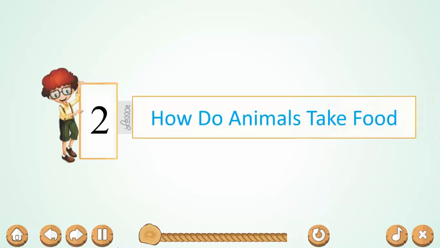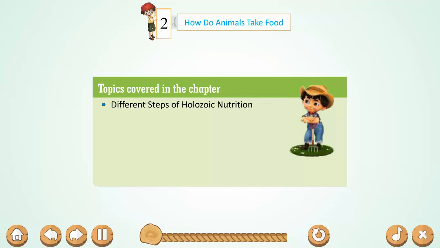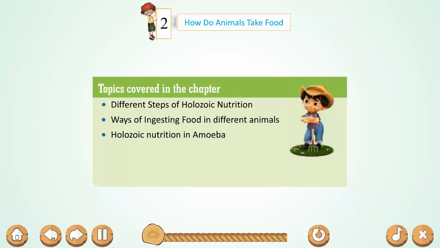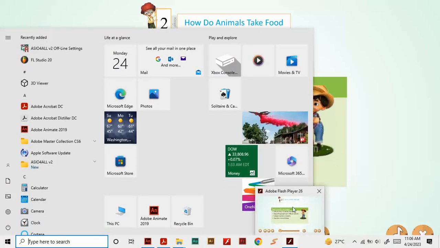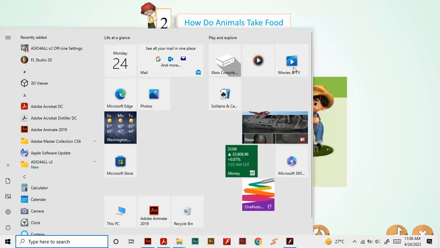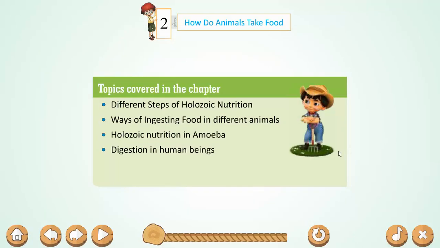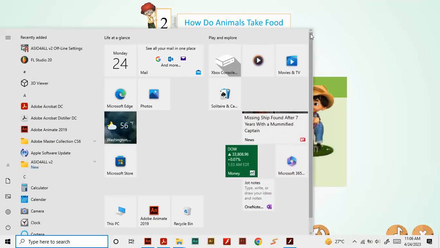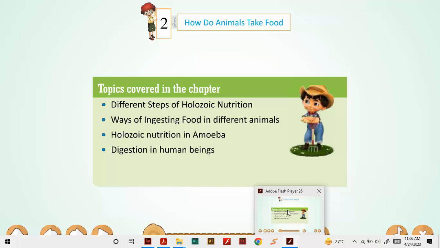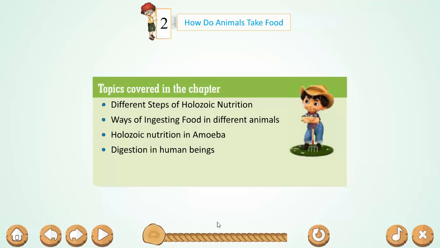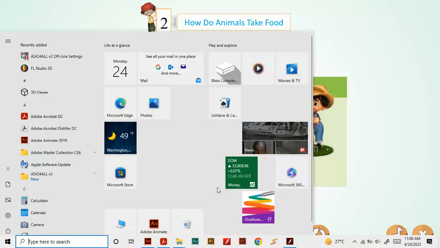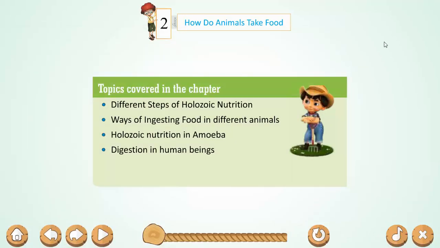Lesson 2. How do animals take food? Topics covered in the chapter: different steps of holozoic nutrition, ways of ingesting food in different animals, holozoic nutrition in Amoeba, digestion in human beings.